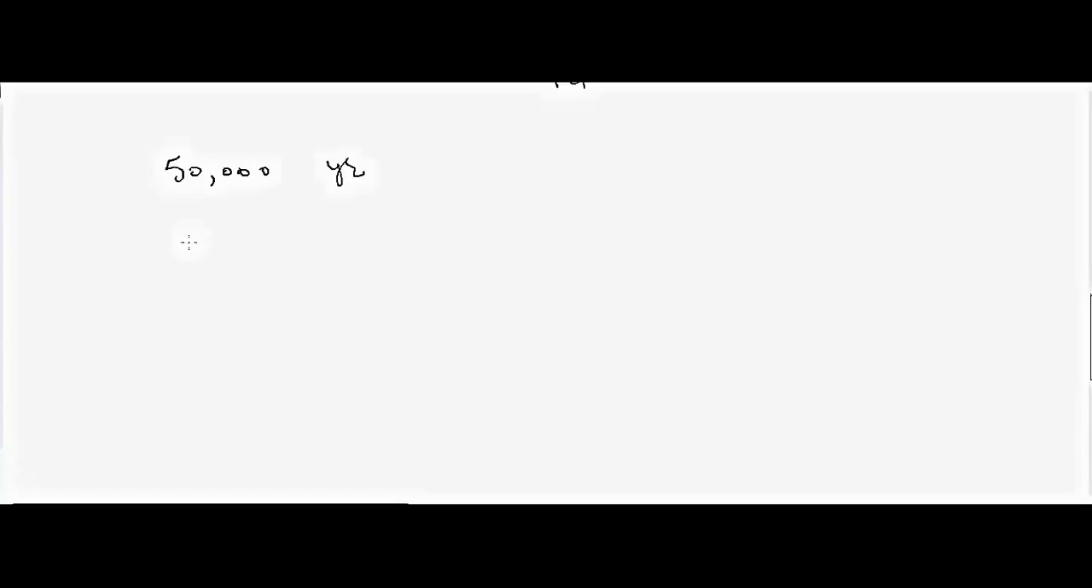The rule is very simple. All you need to do is divide it by 2000. If you divide 50,000 by 2000, that will give you $25 per hour. That will be your hourly salary.